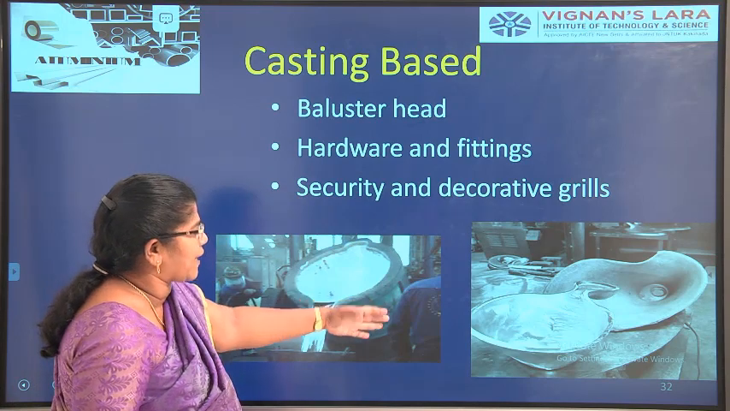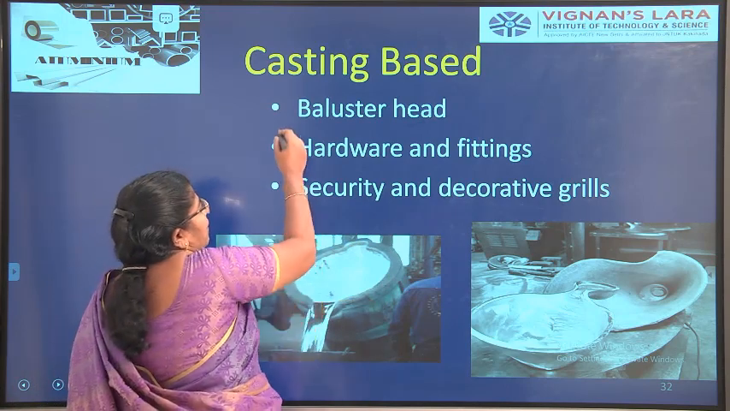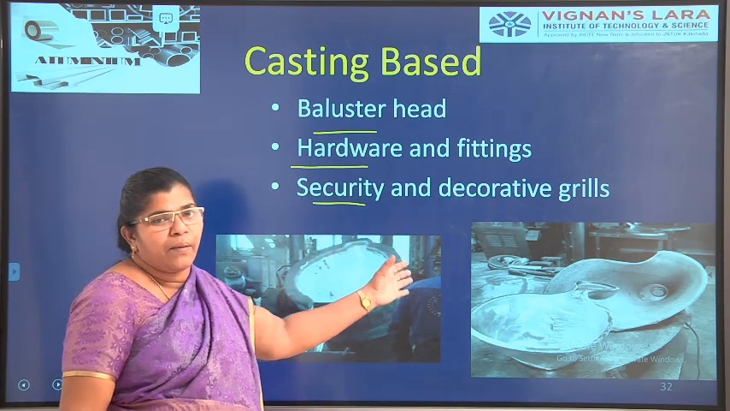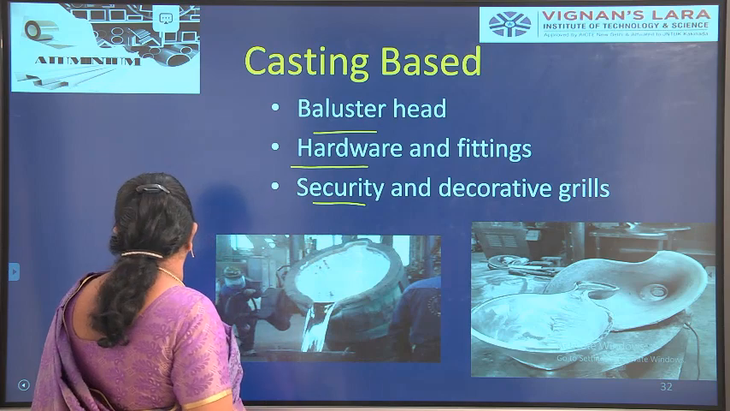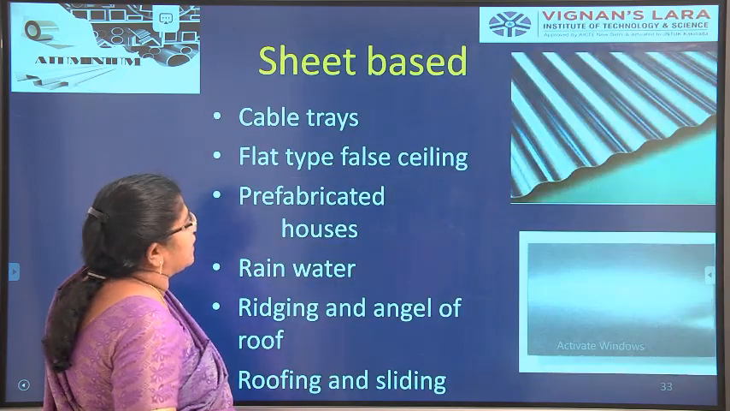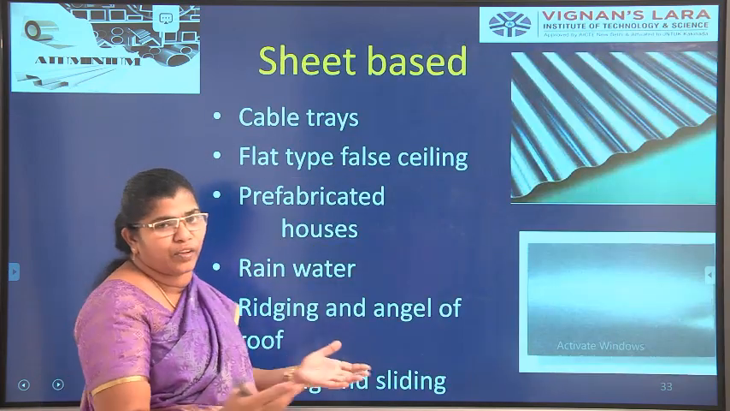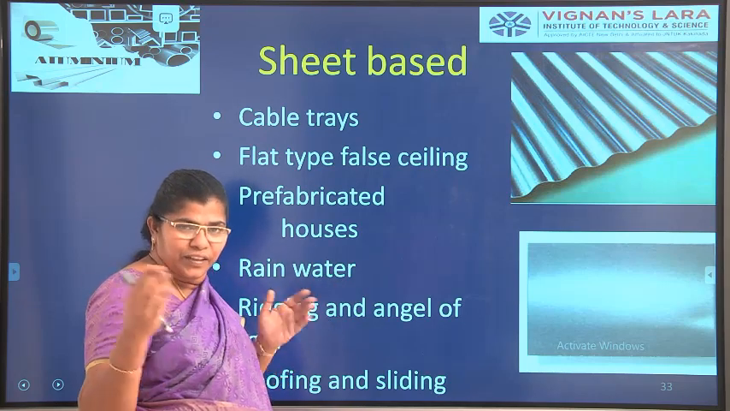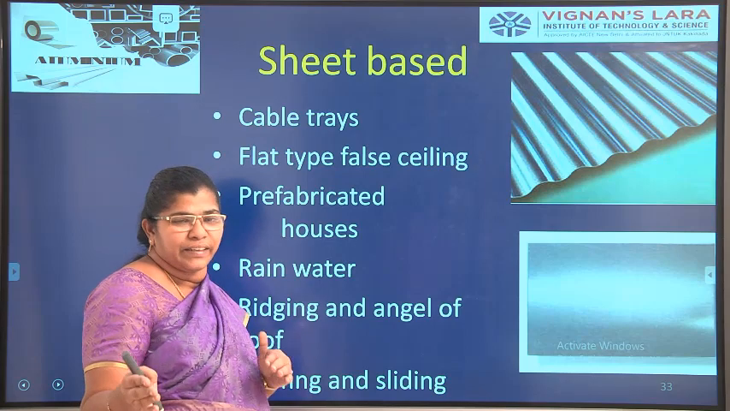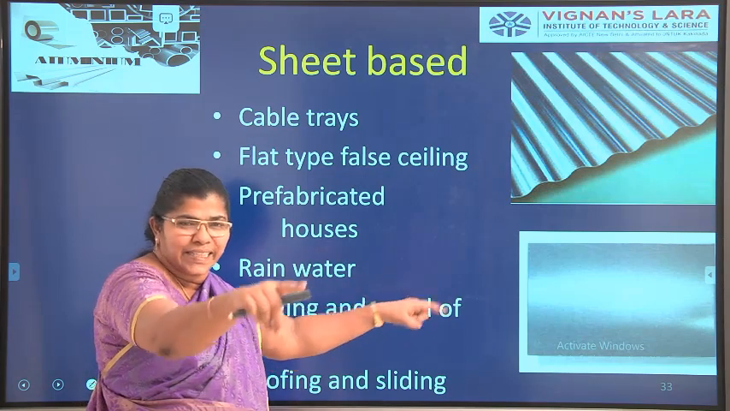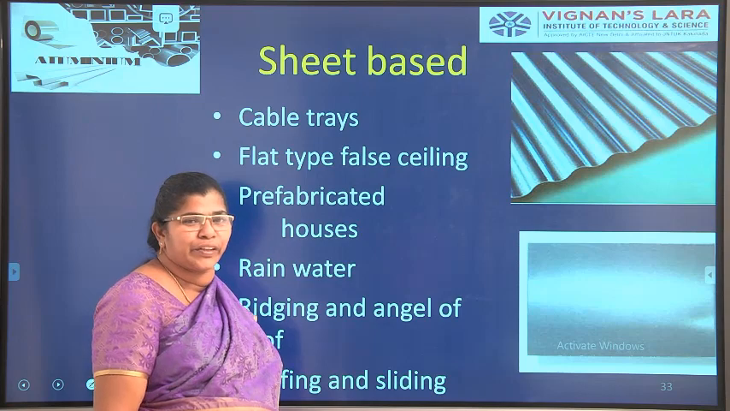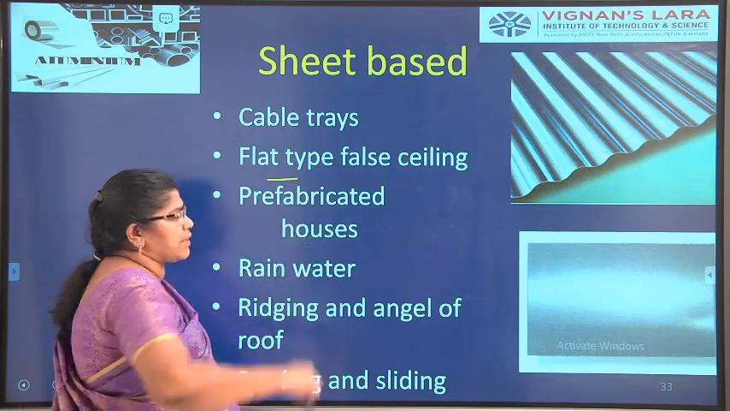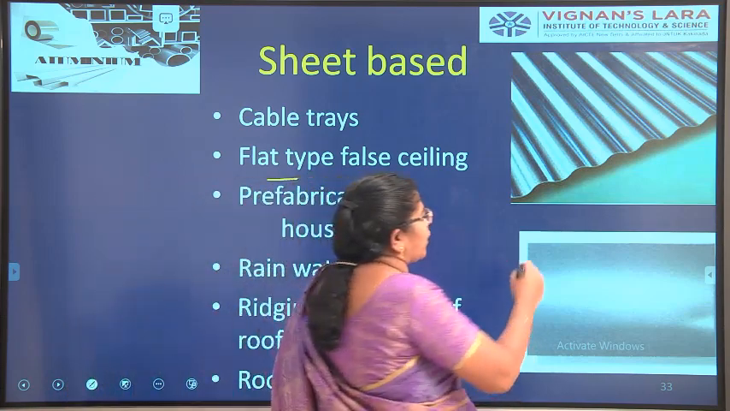You can see, due to casting, these are formed. Blaster head or hardware and fittings, or security and decorative grills are mainly formed by casting. And the next one is the sheet. All of you know that we are now using sheet trays in the labs. They are used in the food industries, the hotels, everyone has a steel tray, right? You go to a fast food place, you can see them. The table trays, and for false ceiling also we can use this type of corrugated ceiling.